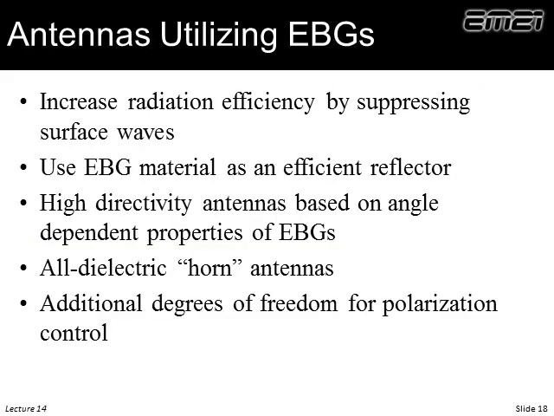There's also antennas. This is now at radio and microwave frequencies that can be based on these electromagnetic band gap materials. And here's the claims from the literature, that we can increase radiation efficiency by suppressing surface waves. The electromagnetic band gap materials are a more efficient reflector than metals. Supposedly, we can get higher directivity due to the angle of incidence sensitivity of the band gap. And the claim is that we can get higher directivity out of a band gap material than we could otherwise.